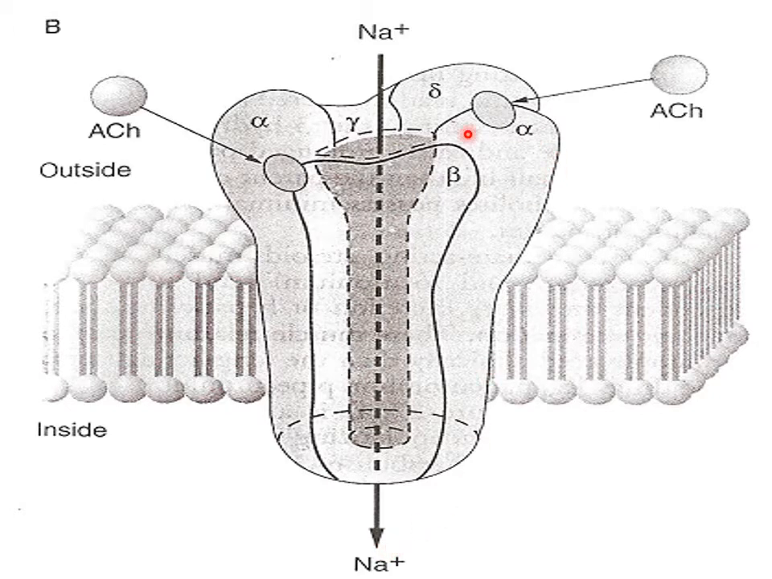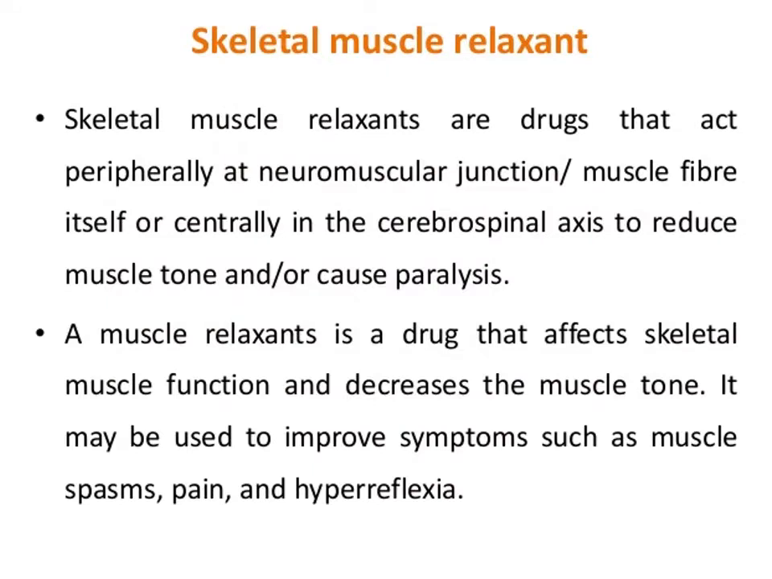Up till now I have told you only about the normal physiology, what is going on at the motor end plate. Now we come to the topic of skeletal muscle relaxants. What is a skeletal muscle relaxant? Skeletal muscle relaxants are basically drugs that act peripherally at the neuromuscular junction or the muscle fiber itself, or they may act centrally in the cerebrospinal axis to reduce the muscle tone or to cause paralysis.